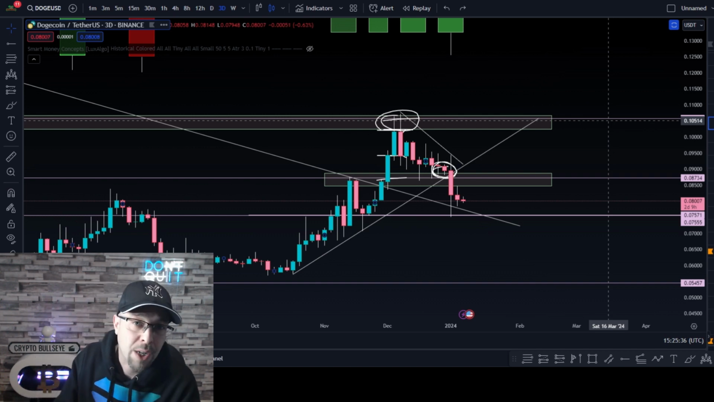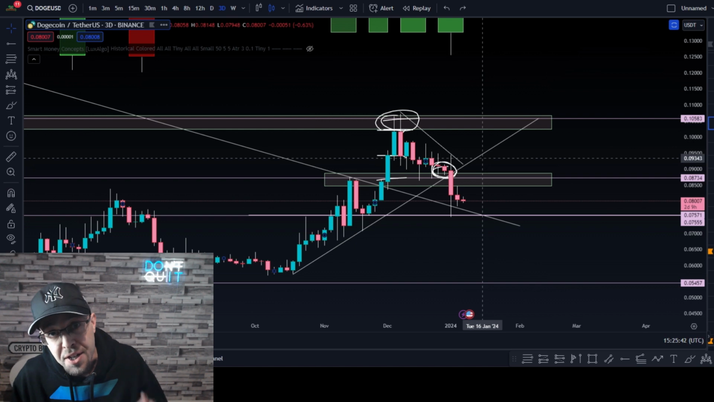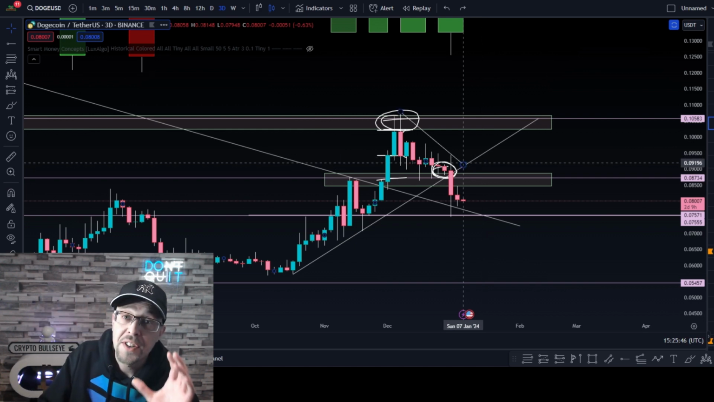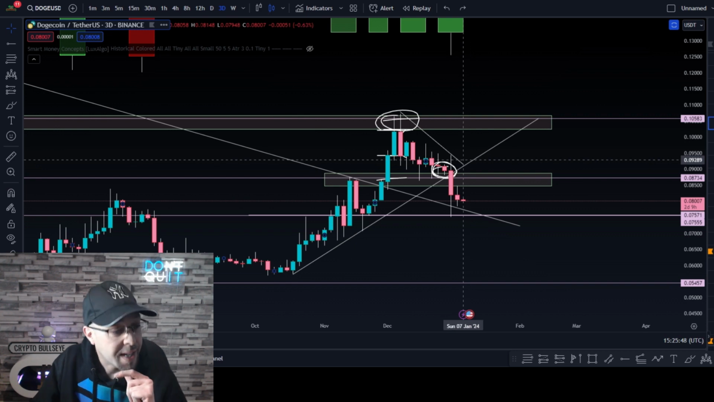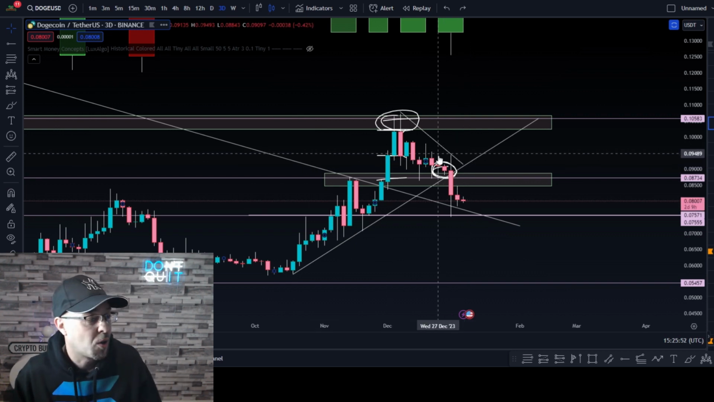If you want to get wrecked in crypto, stick all your eggs in one basket, stick it in a high-risk meme coin, and then see how that does. However, if you understand how to read a price chart, understand how to read Japanese candlesticks, and understand support and resistance, you can get that edge in the market. I promise you that. So let's analyze what's happening in the short term here on Doge.